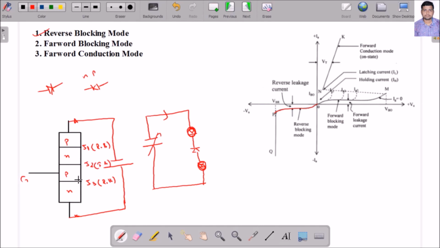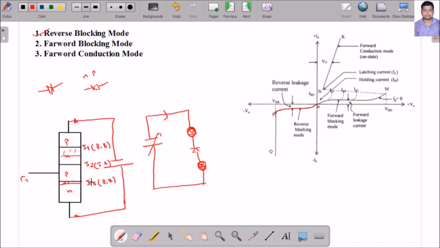If I see closely here, this layer is lightly doped and this layer is heavily doped as compared to this. So definitely here the junction width will be less, but here the junction width will be more, because it is lightly doped. So if I am giving the negative voltage, the total voltage will be blocked by J1 and J3, since both are reverse bias.